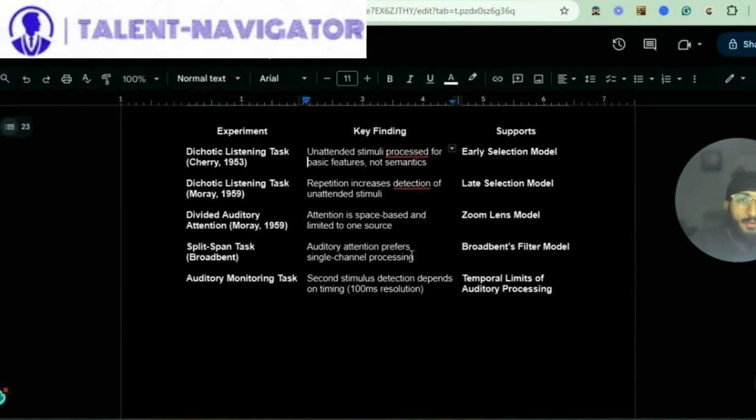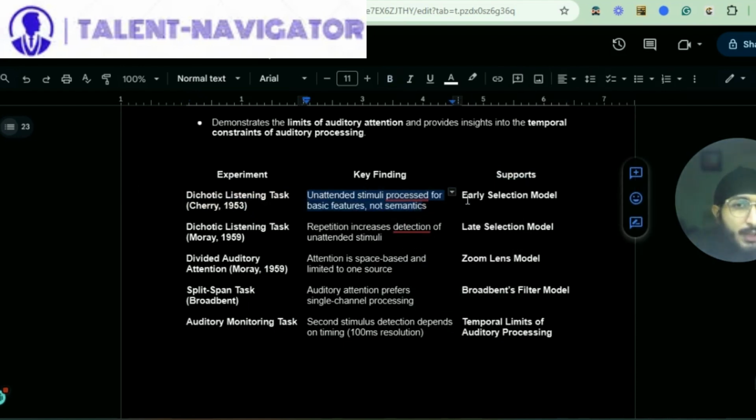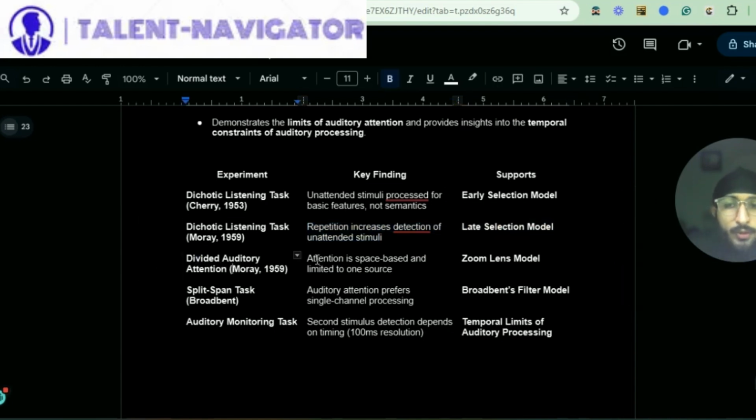So now this is a summary of whatever we discussed in the video. So firstly, experiment. This column is for experiment. This is for key finding and supports. So firstly, we have dichotic listening task, which was performed by Cherry. So unattended stimuli are processed for basic features, not semantics, and it supports the early selection model. While in the dichotic listening task by Moray, repetition increases detection of unattended stimuli, supporting the late selection model. Divided auditory attention by Moray: attention is space-based and limited to one source, supports the zoom lens model.